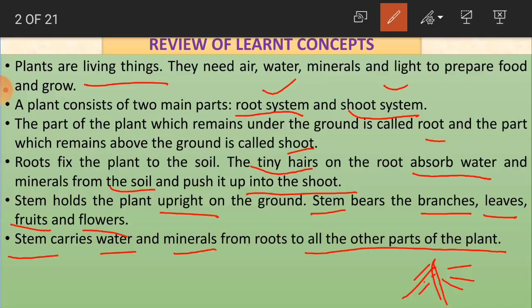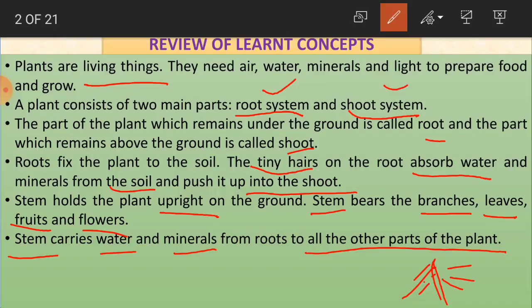Clear, children? These are all the revision concepts we have learnt until now. Plants are living things. They consist of two main parts, root system and shoot system. Roots absorb water and push it to the shoot, and then stems hold the plant and make it stand on the ground, and the stem carries water and minerals from the roots and supplies them to all the other parts of the plant.